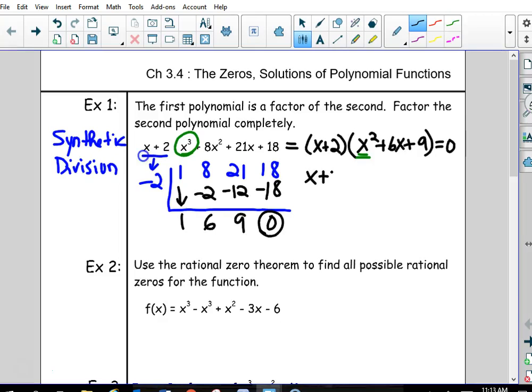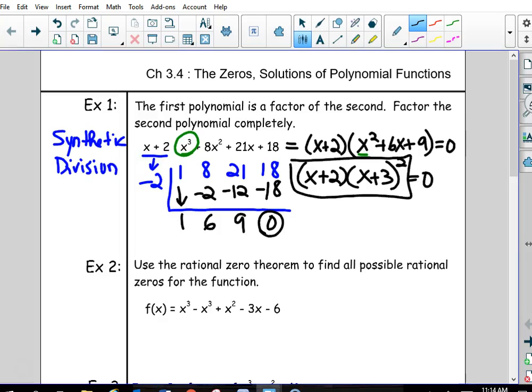Now that right-hand quadratic is a perfect square quadratic. It can be factored to x plus 3 times x plus 3. I'm going to write it as x plus 3 all squared. And it is completely factored. Okay, on to example 2.